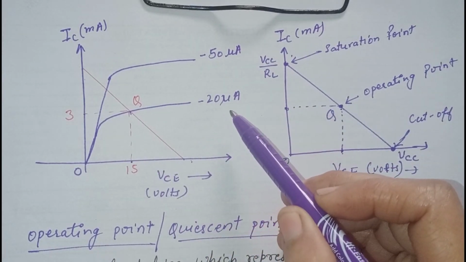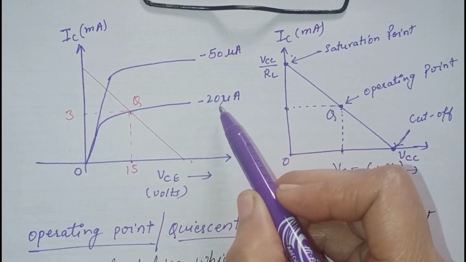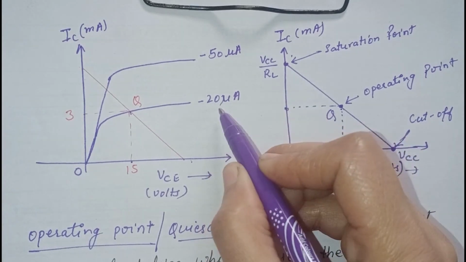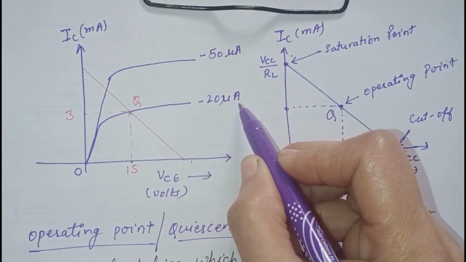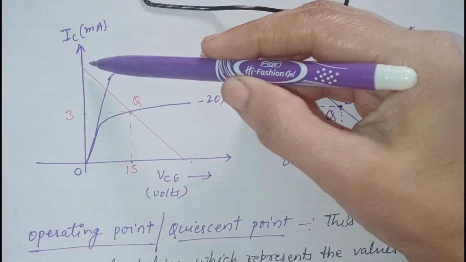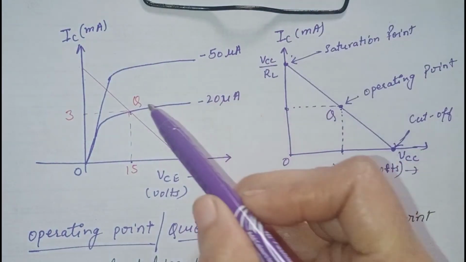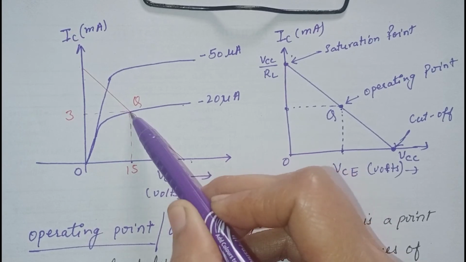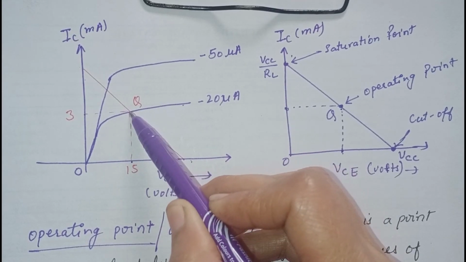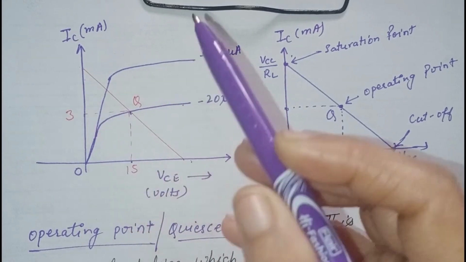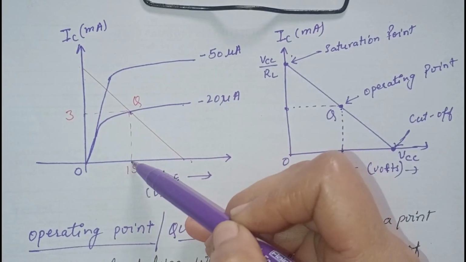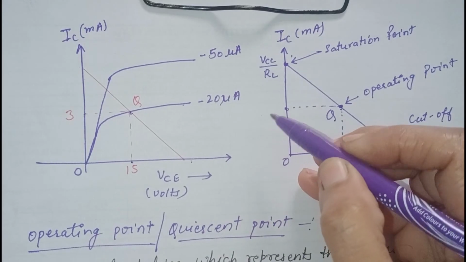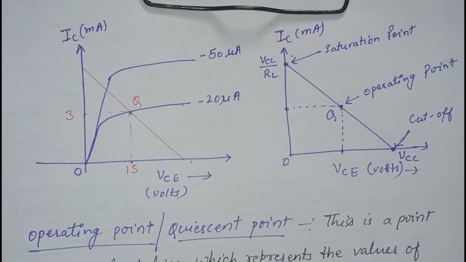Suppose when no signal is applied, the input current IB is 20 microampere. When we draw this DC load line, this is the intersection point of this output curve and the DC load line. This intersection point gives the value of IC and the value of VCE that exist in the circuit or in the transistor when no signal is applied.